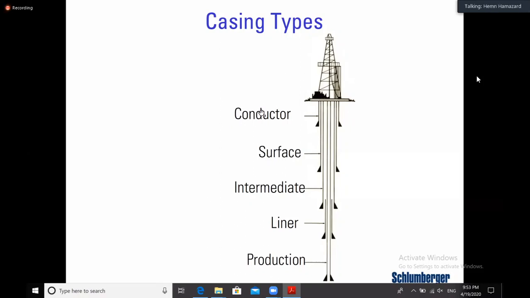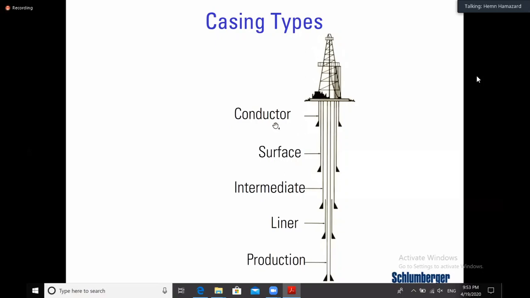The first casing is called conductor. Usually, for example, if you take Ishkan as an example, for the conductor we don't have a rig. We just drill about 40 to 30, sometimes 20 meters, and then we set 20, 25 or 30 meters of this conductor pipe.